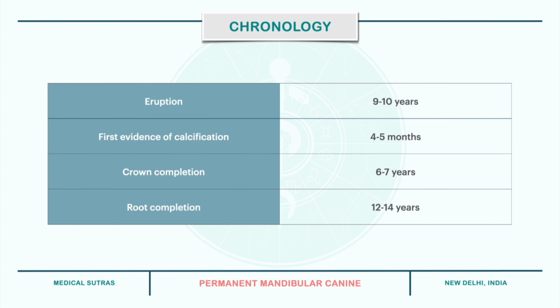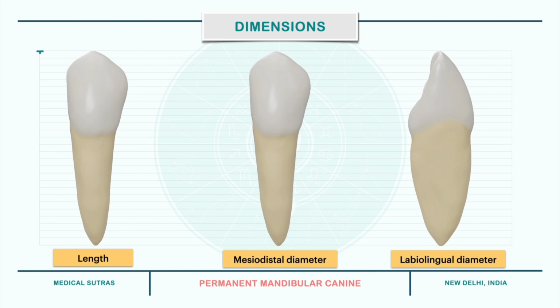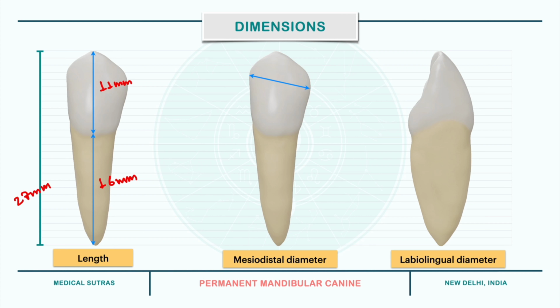Next we will look into the dimensions of the tooth. The overall length of the permanent mandibular canine is around 27 mm, of which the crown length is 11 mm and the root measures around 16 mm. The mesiodistal diameter of the crown is 7 mm at the crest of curvature and 5.5 mm at the cervix. The labiolingual diameter is 7.5 mm at the point of maximum curvature and 7 mm at the cervix.